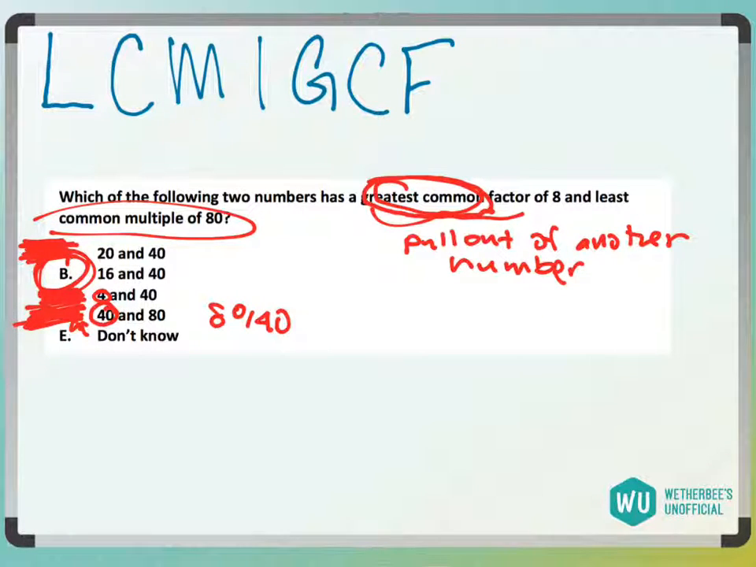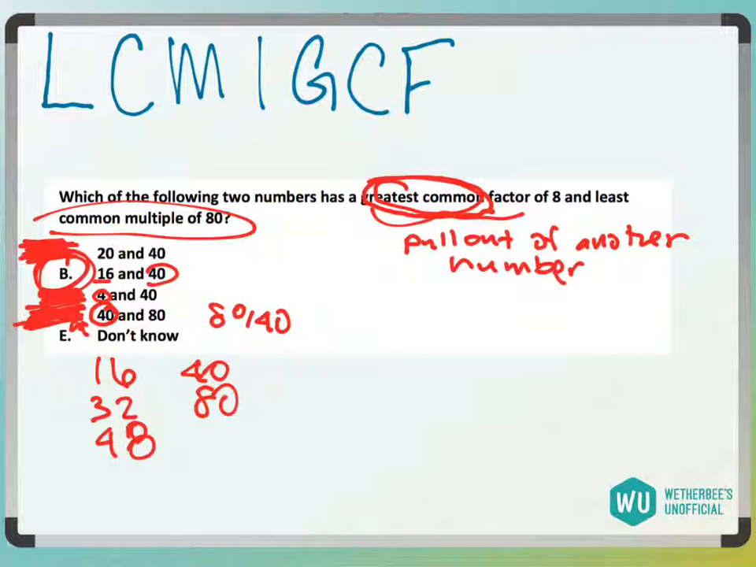But just to keep going through, the least common multiple is the smallest number that both of them will multiply out to, right? So if I look at 16, multiples of 16 are 16, and then 16 times 2, which would be 32, and then 16 times 3, which would be 48, right? And then I could keep going down. And then multiples of 40 would be 40 and 80, right?